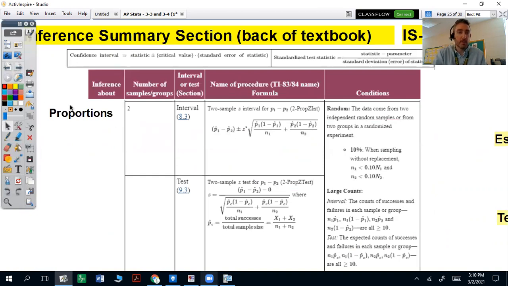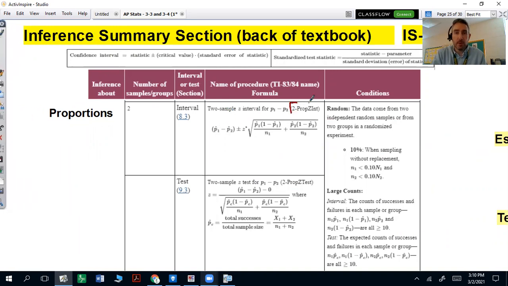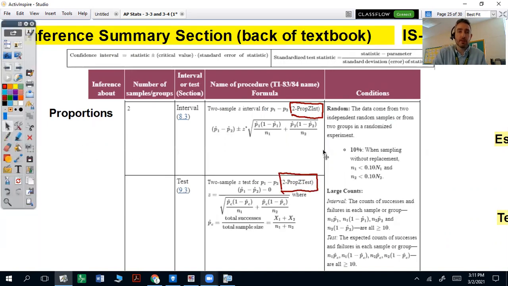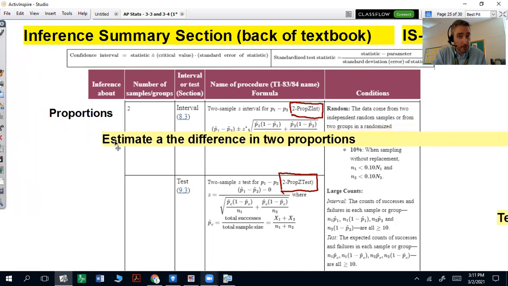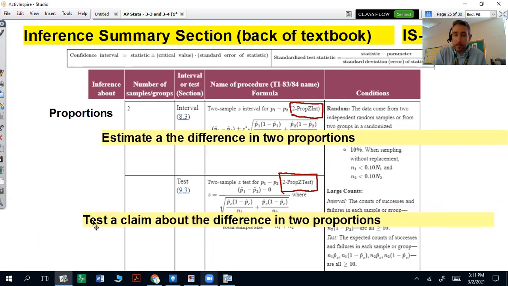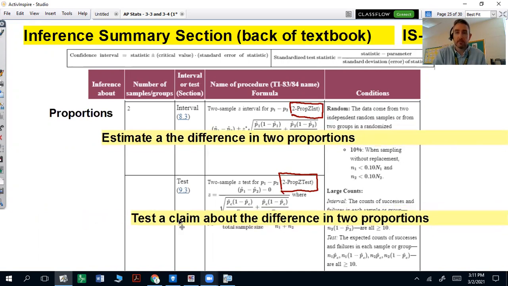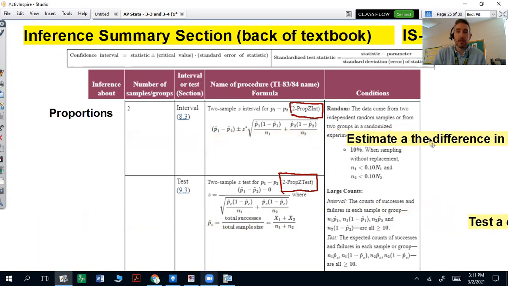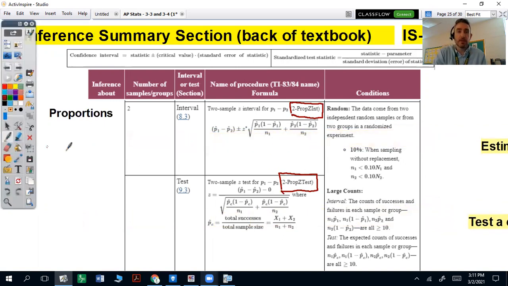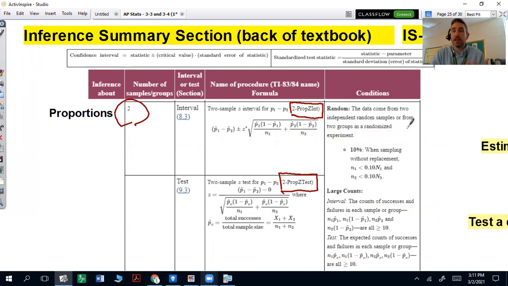Again, with proportions, if we're having two samples, it's the same thing. You're still going to use a two prop z interval versus a two prop z test. And what's the difference? Well, with an interval, you're going to estimate the true difference in proportions. And for a test, you're going to test a claim about the difference in the two proportions. So just based on the wording, really. And the conditions are the same, but remember for two samples, we have to check conditions for both of them. So both of them are random, both of them are less than 10% of the population.